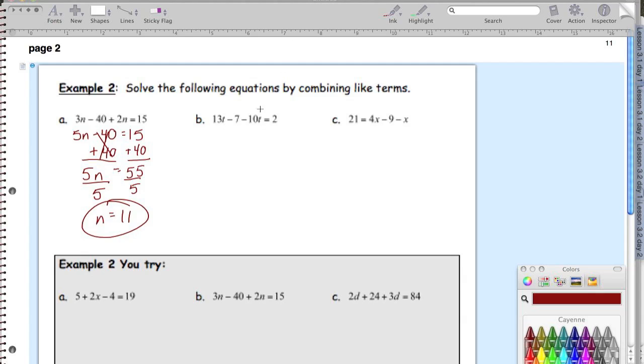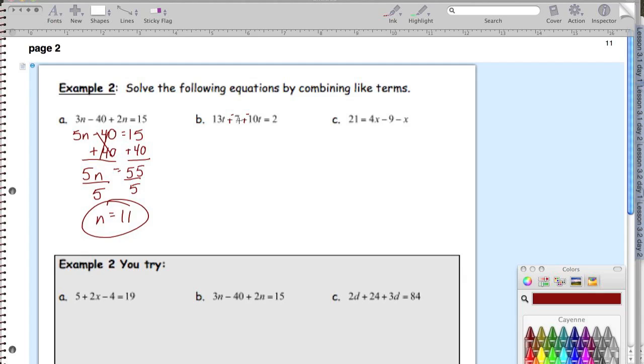Letter B, are there any like terms? Well, there are, 13t and 10t. This is 13t, this is a negative 7. If it helps you to make it plus a negative, do that. And that's a negative 10. It might help you to write that by doing plus and negative. If you don't, it's okay because subtraction is the same thing.